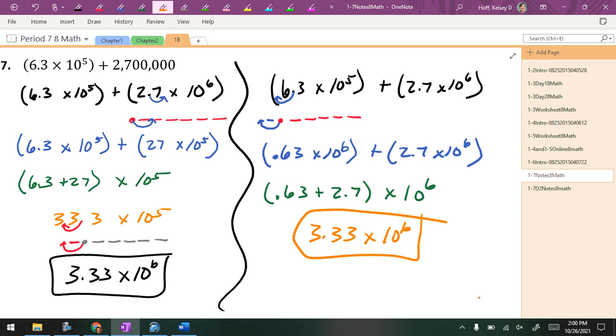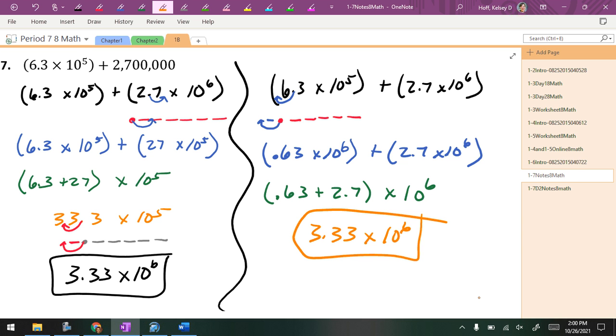But I need to move my decimal over, which adds another exponent on there. So 3.33 times 10 to the 6th. Over here, I decided to go to 10 to the 6th. So 2.7 stays. But if I want 10 to the 6th, I need to move my decimal to the left, which becomes 0.63. 0.63 and 2.7 is 3.33 times 10 to the 6th. And that's proper, so I don't have to change anything.